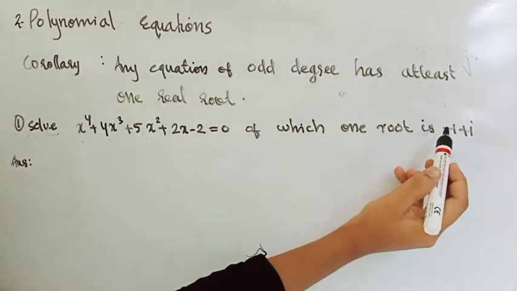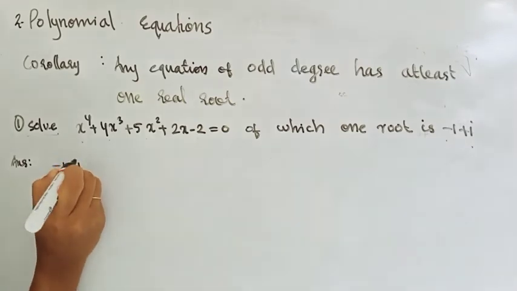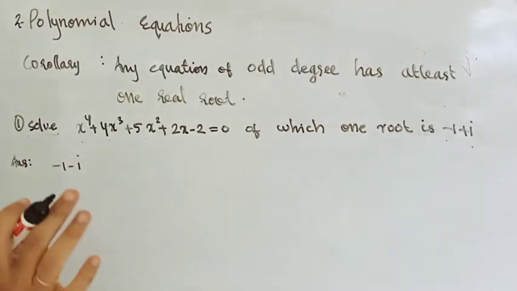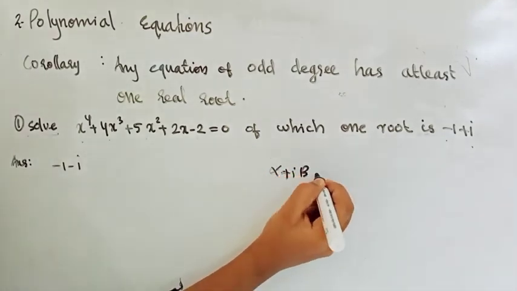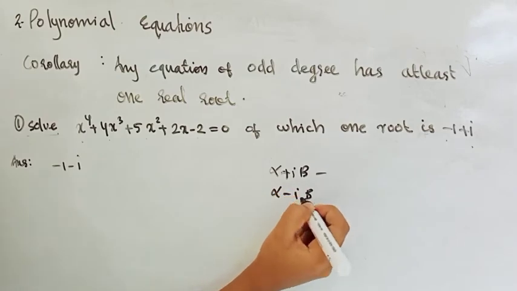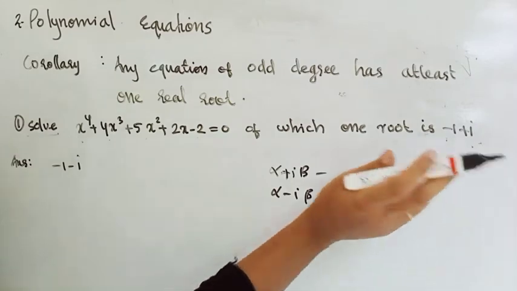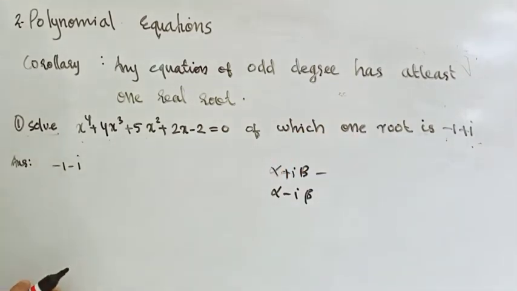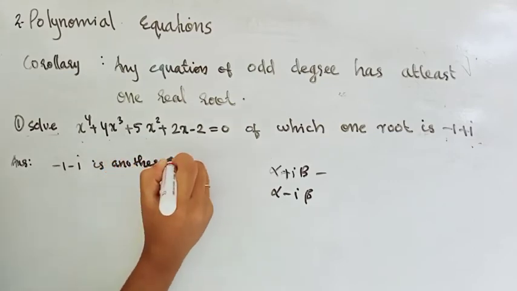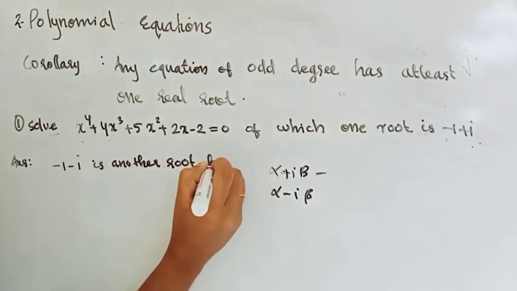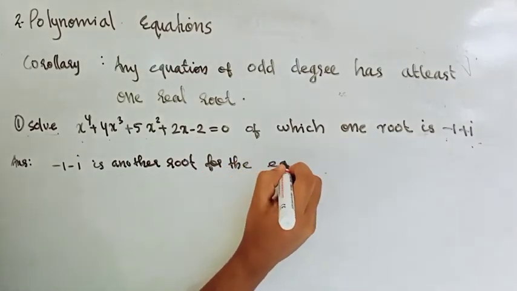If one of the roots is minus 1 plus i, then another root will be minus 1 minus i, because in the theorem we have said that if alpha plus i beta is a root, then alpha minus i beta will also be another root for the equation. So here minus 1 plus i is a root, then minus 1 minus i will be another root for the equation.